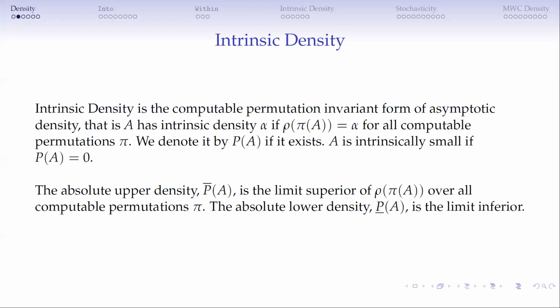Okay, so then intrinsic density is asymptotic density that's invariant under computable permutations. So you have the asymptotic density of pi of A is the same for every computable permutation pi. We say a set is intrinsically small if it has intrinsic density 0. And we denote intrinsic density by capital P. Once again, the overline and underline are the lim sup and the lim inf respectively. This time that limit is over permutations.